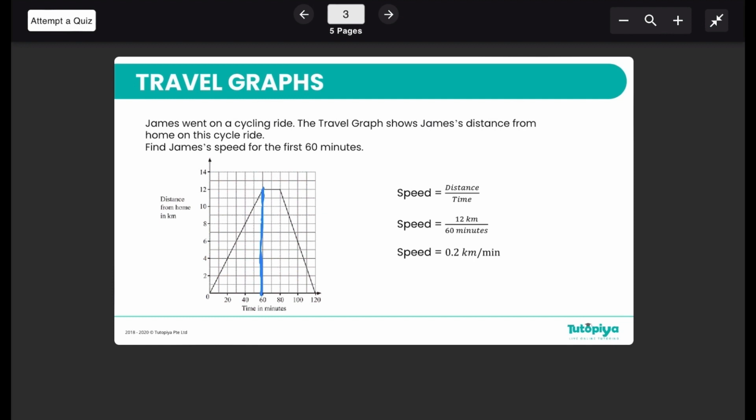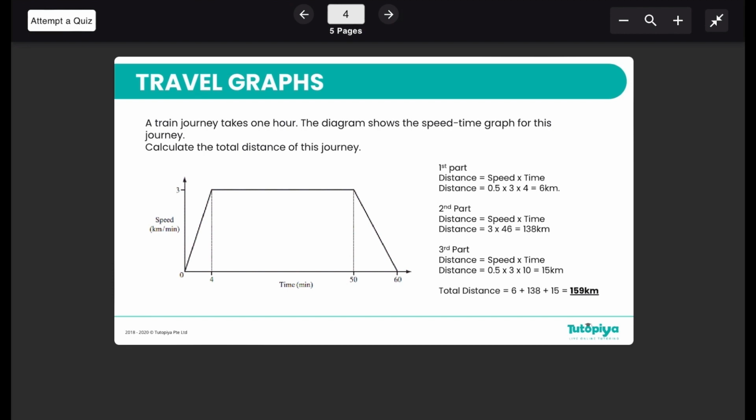Now, what you need to understand is speed is distance divided by time, if you can recall from the time distance formula. In a distance time graph, the slope, or the gradient in other words, is what will give us the speed. We can see that this cycle has gone 12 kilometers in 60 minutes. So that is 12 divided by 60, which is 0.2 kilometers per minute.